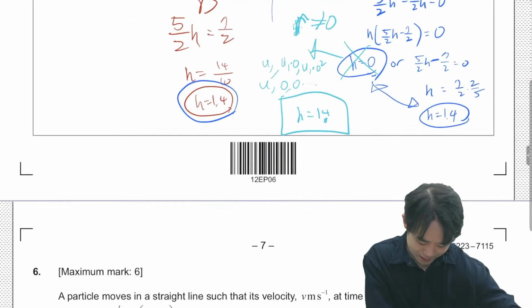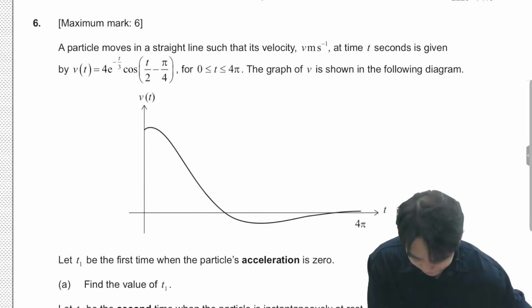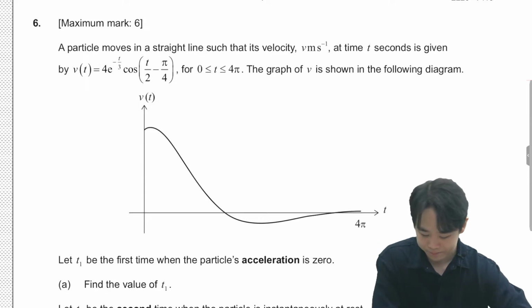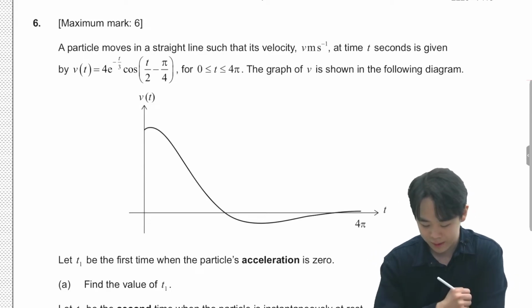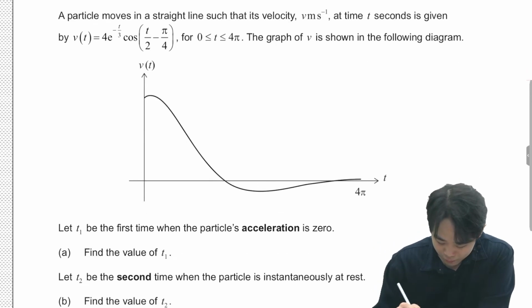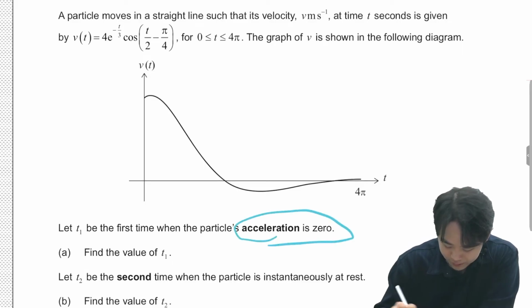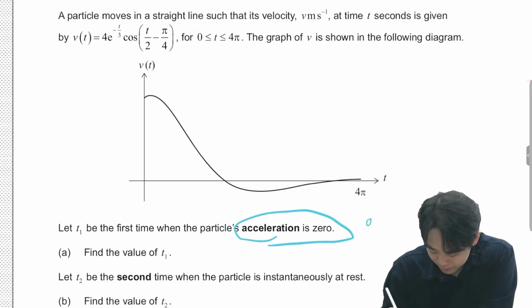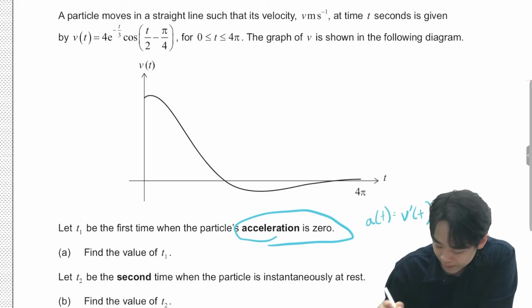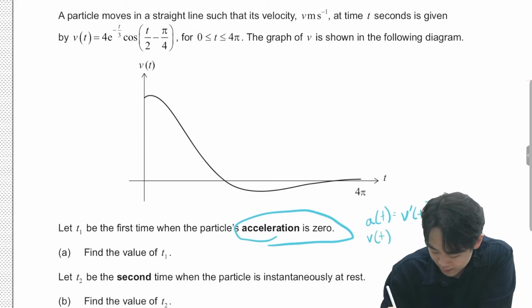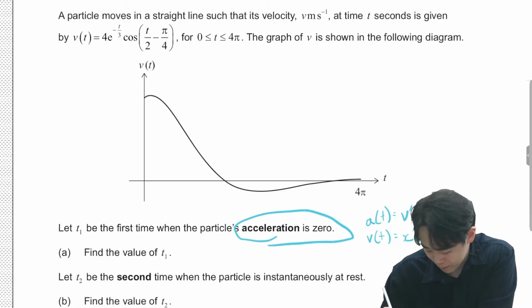Okay, let's now move on to number 6. We have a graph with velocity here, and this is a velocity per time, and we want to look for the case when acceleration is 0. Okay, so first, acceleration is found by velocity prime, right? Similarly, velocity is the displacement prime.